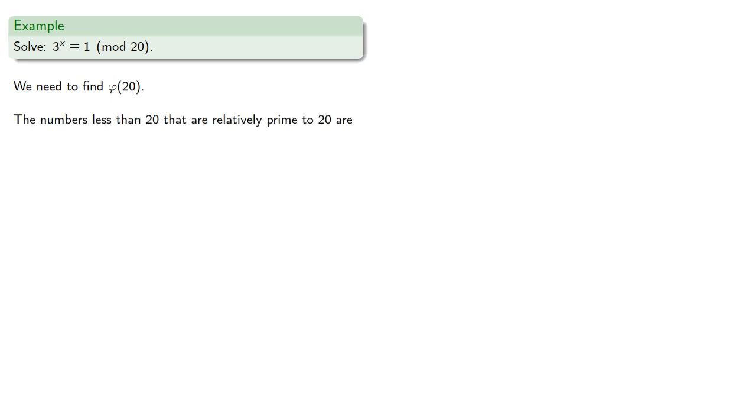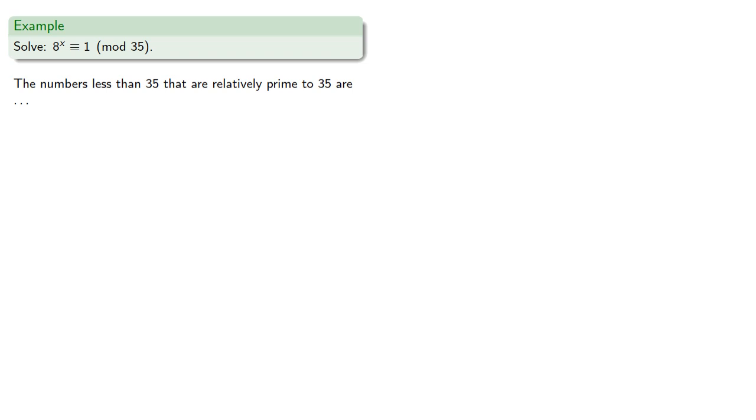So we note that the numbers less than 20 that are relatively prime to it are listed here. So phi of 20 is the number of numbers that are relatively prime, which is going to be 8. So x is a divisor of 8. It's either 1, 2, 4, or 8. And we find that 3 to the power 4 is congruent to 1 mod 20. So far, so good, but now let's consider something like 8 to the x congruent to 1 mod 35. The numbers less than 35 that are relatively prime to 35 are, well, actually, there's a fairly long list. So is there an easier way to find phi of n? We'll take a look at that next.